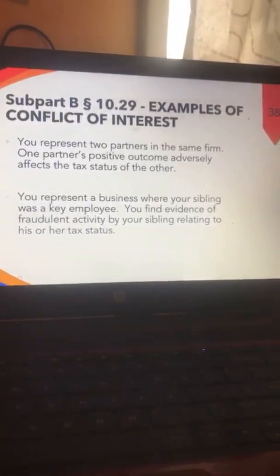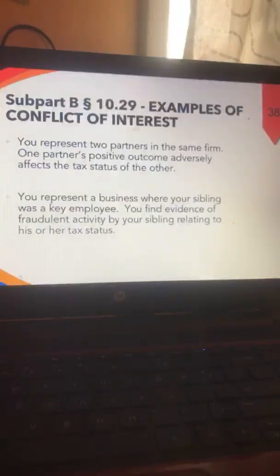And here are some examples. We just kind of talked about these. I'm on slide 38. You represent 2 partners in the same firm, and one partner's positive outcome adversely affects the tax status of the other. That's an example. You represent a business where your sibling is a key employee, and you find evidence of fraudulent activity by your sibling relating to his or her tax status. It's a potential conflict of interest.